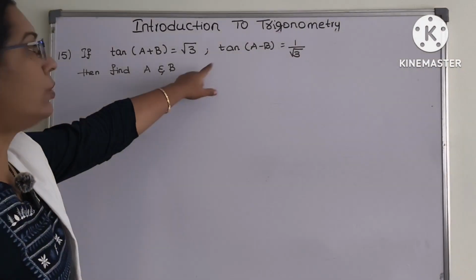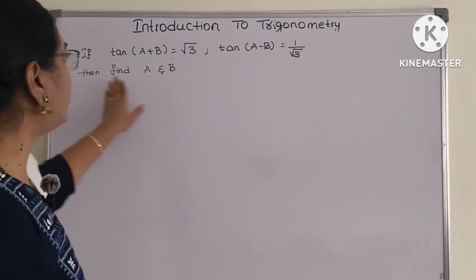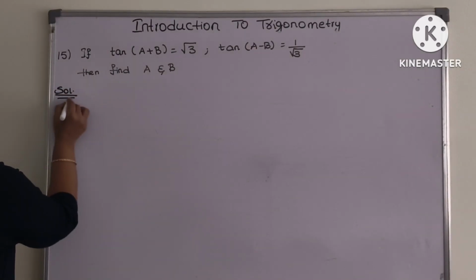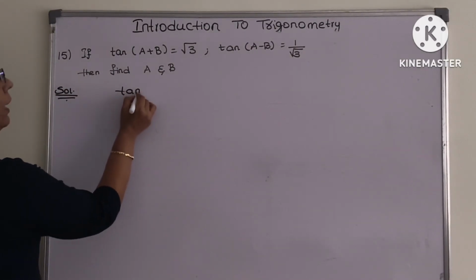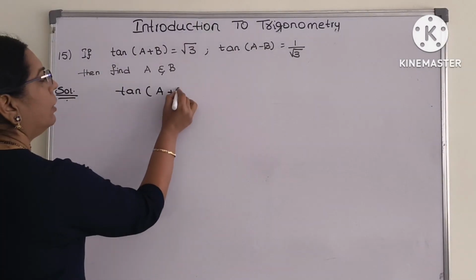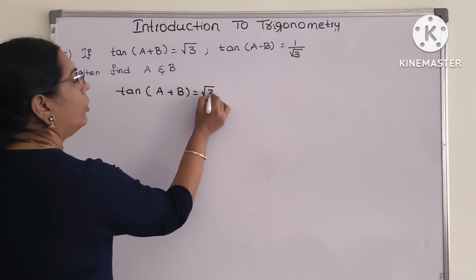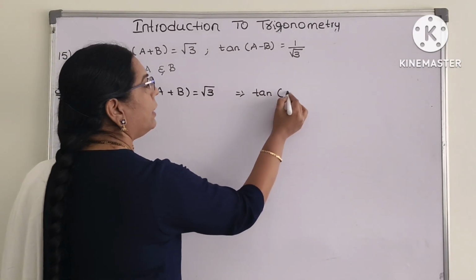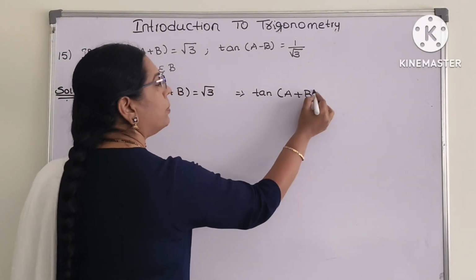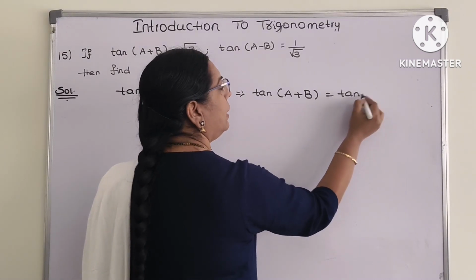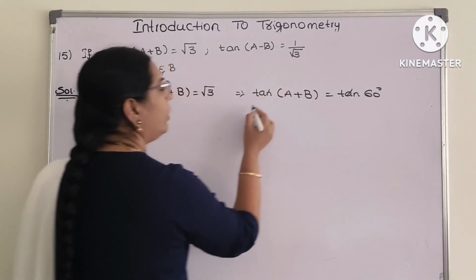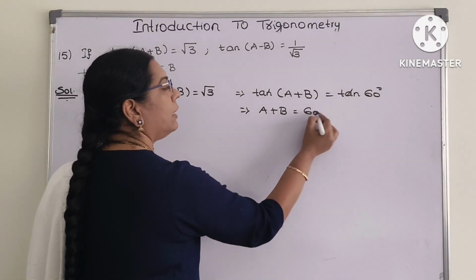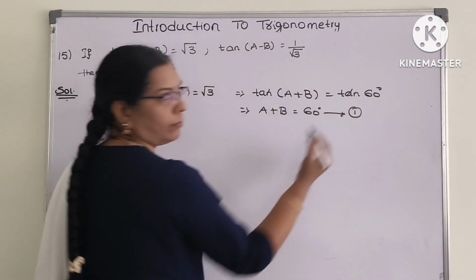Tan a plus b is root 3 and tan a minus b is 1 by root 3. We have to find the values of a and b. So let us write what is given. Tan of a plus b is root 3. And we know root 3 can also be written as tan 60 degrees, which means tan of a plus b is tan 60 degrees. So tan will be cancelled. So basically you are left with a plus b as 60 degrees. Take it as equation 1.